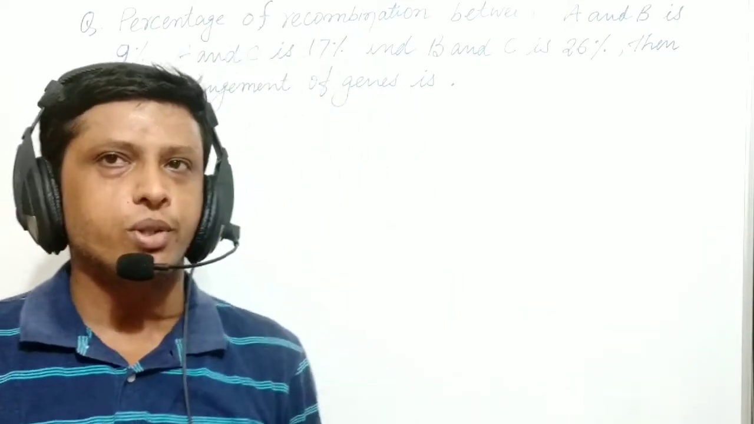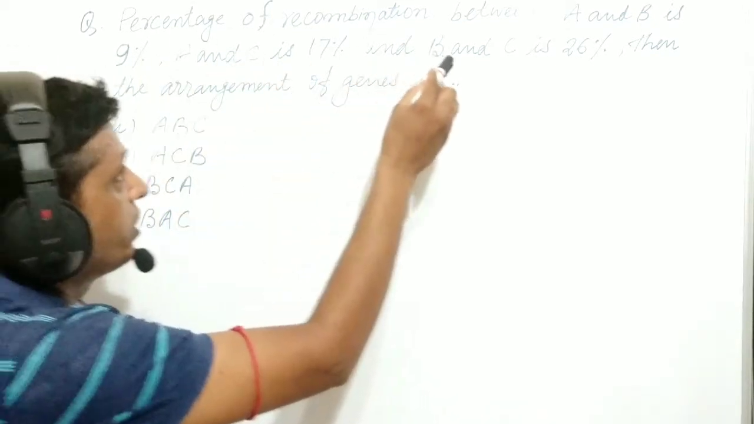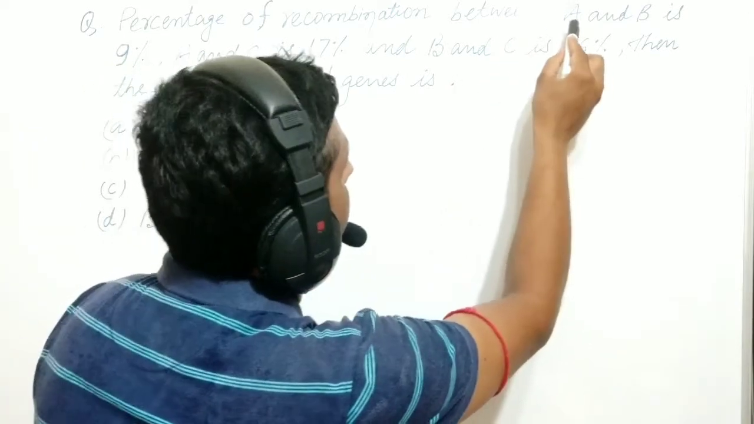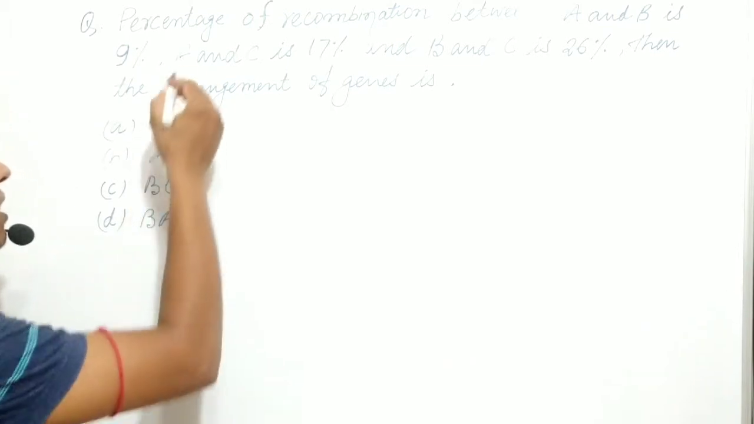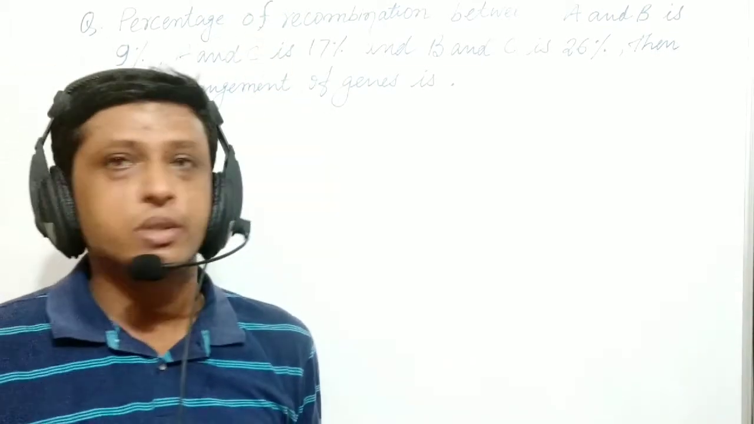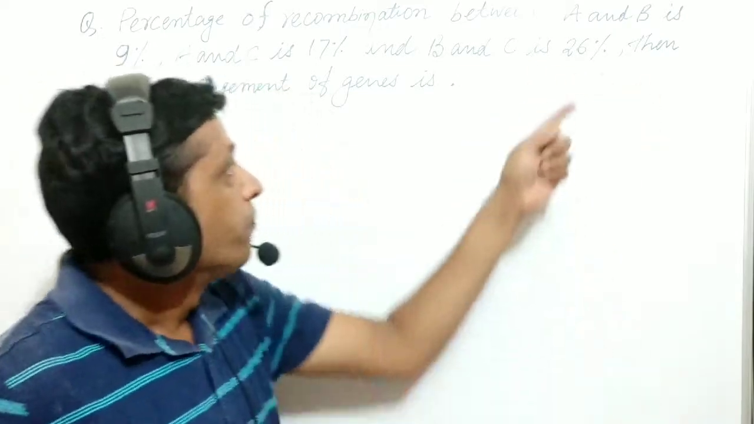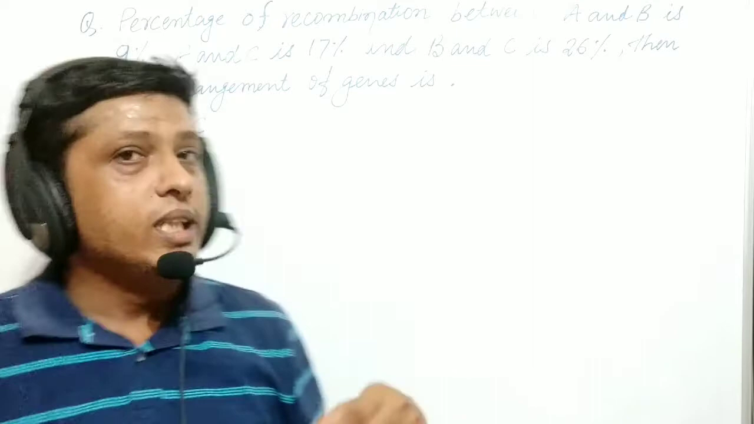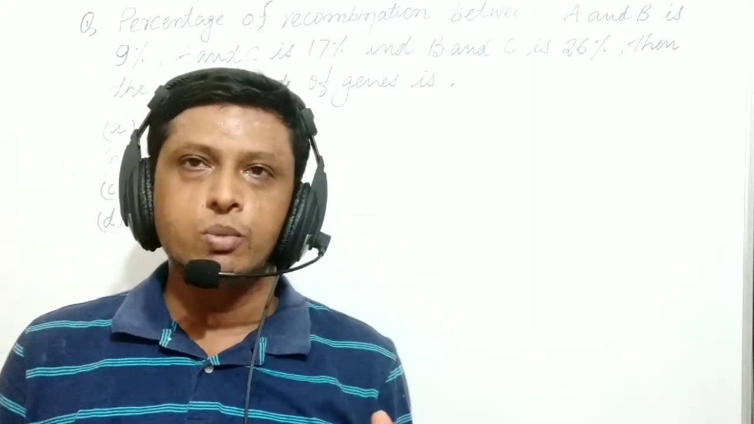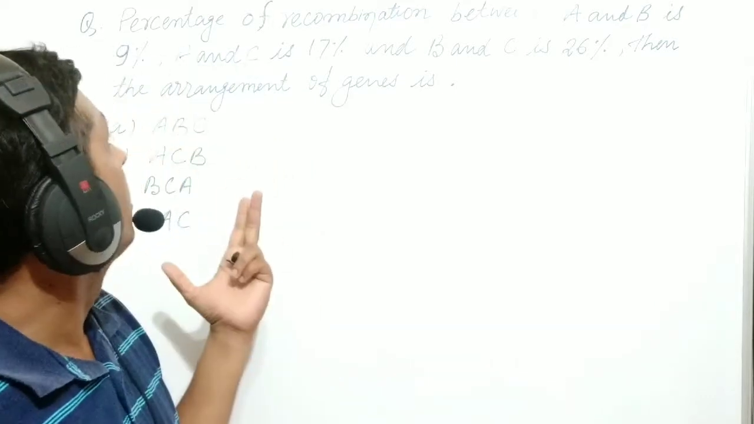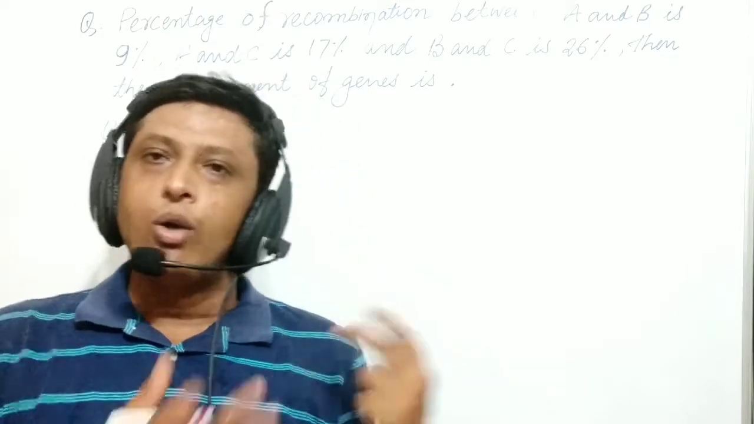Here's a new neat question for you. Let us see what is the question. Percentage of recombination between A and B, that is gene A and gene B, is 9%. Gene A and gene C is 17%, and gene B and C is 26%. Then the arrangement of genes is? Here we have to find how the genes are arranged in a chromosome. What is given here? It is given that the percentage of recombination is given. How to solve this question?